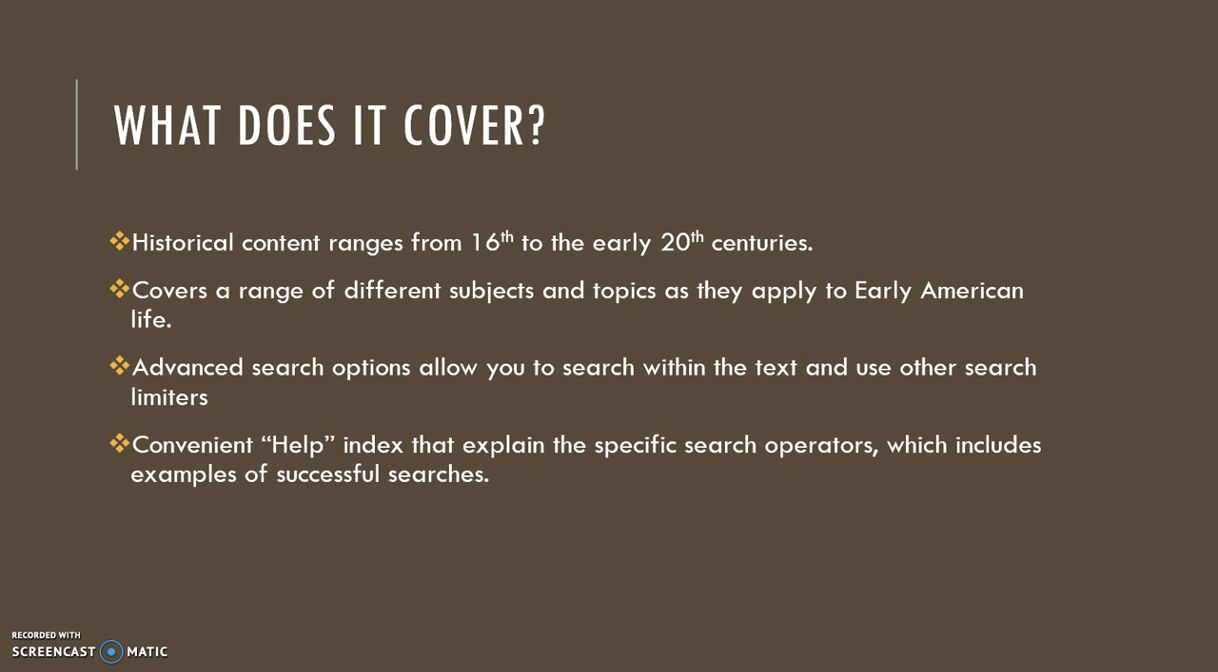So America's Historical Imprints provides historical documents. They range in date from the 16th to the early 20th centuries. It has a wide range of subjects that pertain to everyday life in those times, and I'll cover what some of those topics are in another slide. And it also offers a help index that helps explain the different search features, as well as how to utilize the available documents to their full potential.